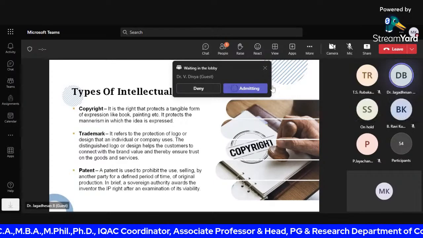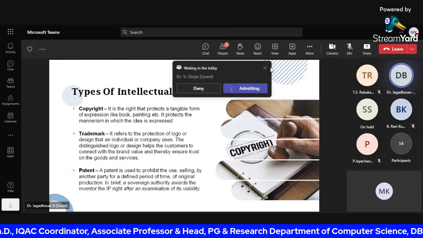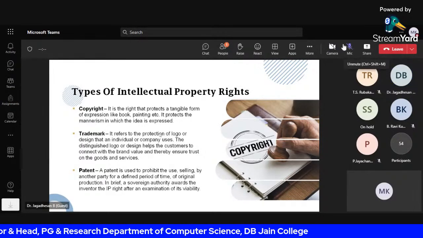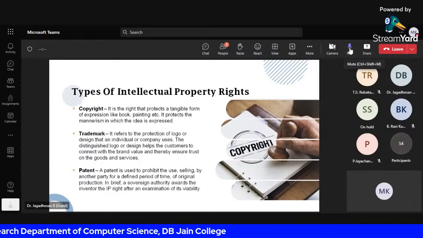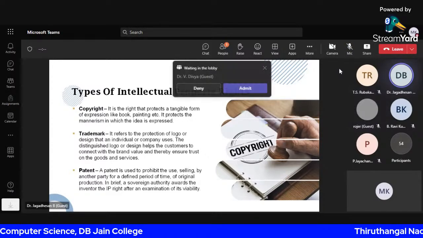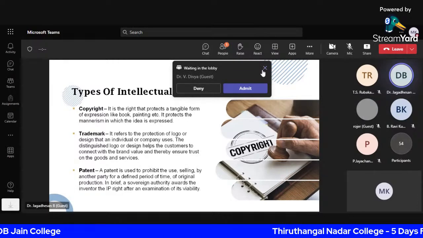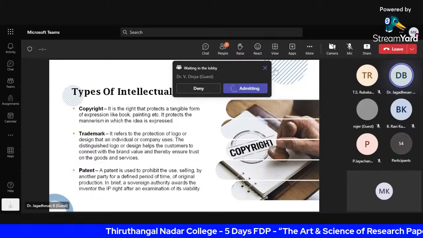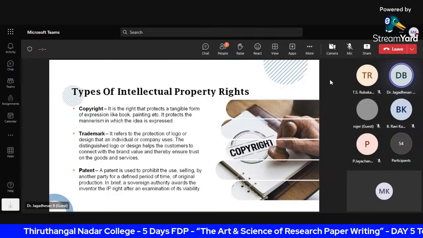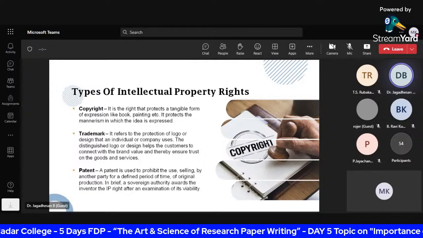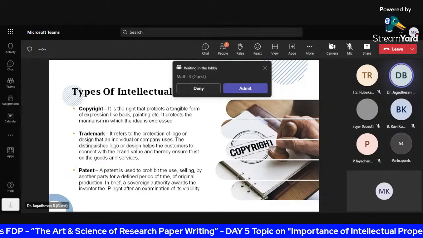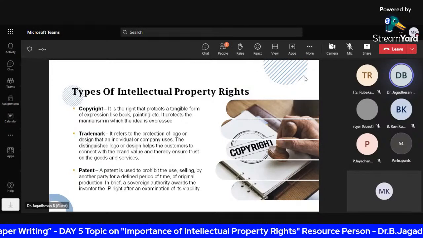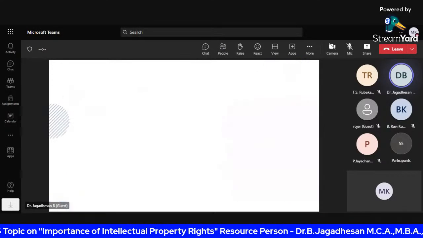The patent is to prohibit the use and selling by another party for a defined period of time of the original production. In brief, the authority awards the inventor the IP right after an examination of its viability. So among the three, each is important. One is copyright, another one is trademark, and the third one is patent rights.